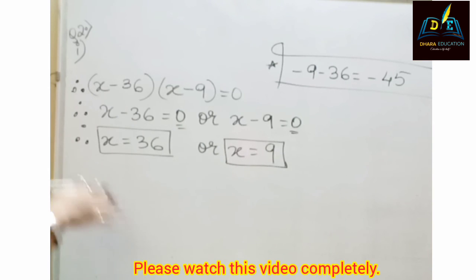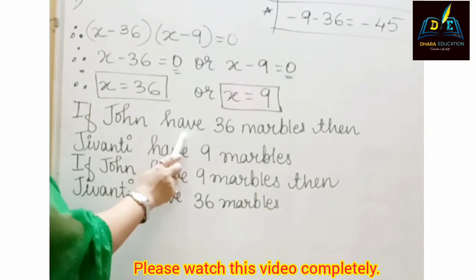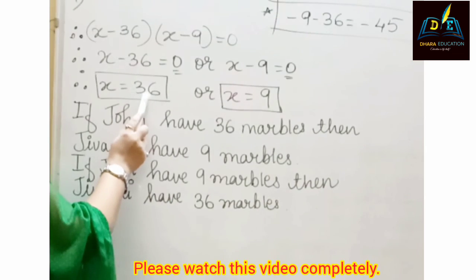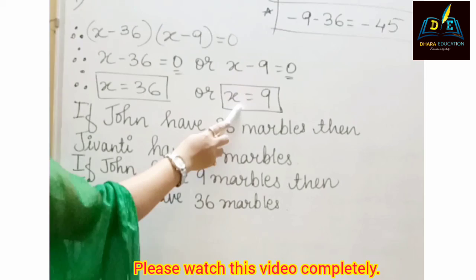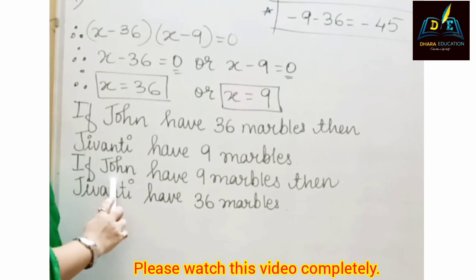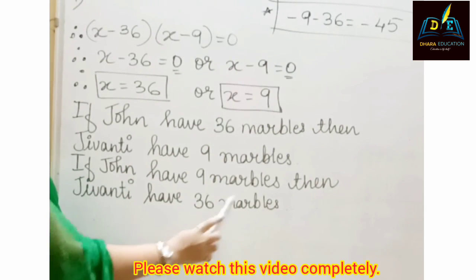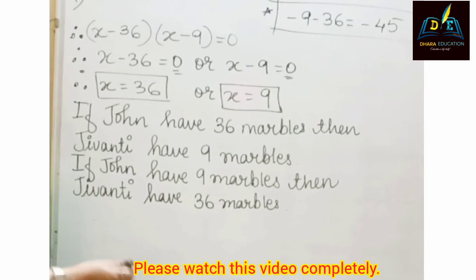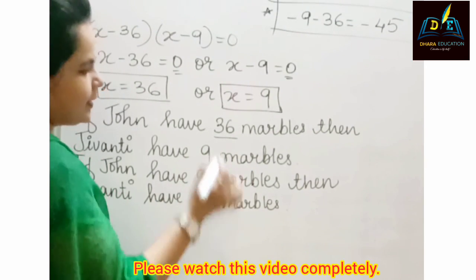So how you need to write the last part of your sum. Let's start. I have written here, if John has 36 marbles, I am talking about this 36 marbles, then Jivanti has 9 marbles. Okay. If on the other hand John has 9 marbles, then Jivanti has 36 marbles. So you can see it over here. I have highlighted the things.